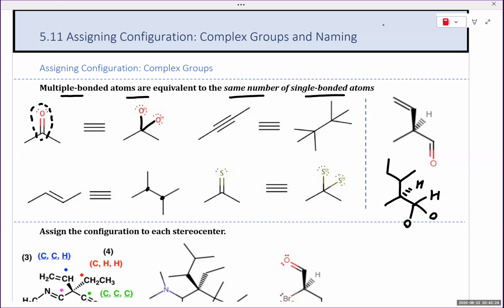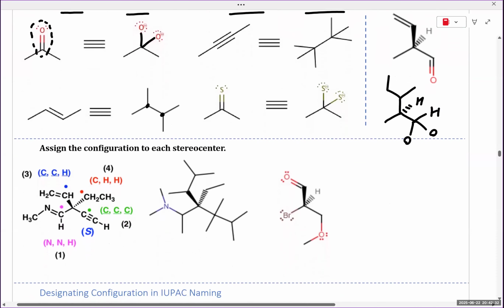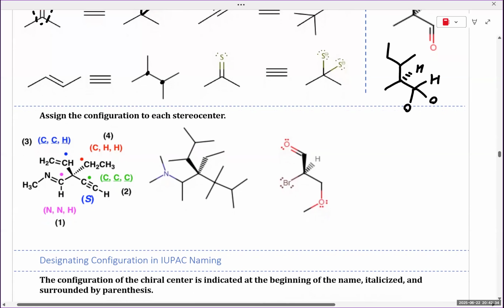Why do we care about this method of representing complex groups? Because it's very important for assigning priority. To this end, let's practice assigning the configuration to each stereocenter based on priority. I'll do the first example, you'll do the next two.